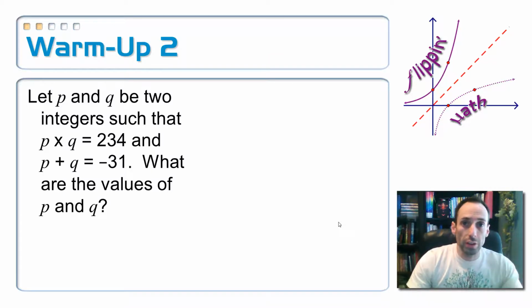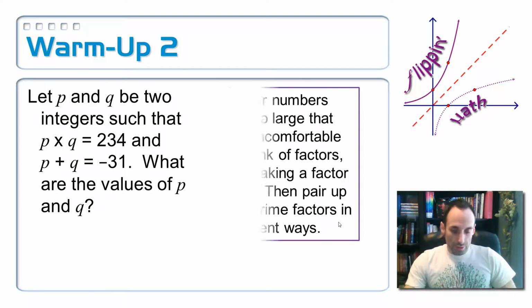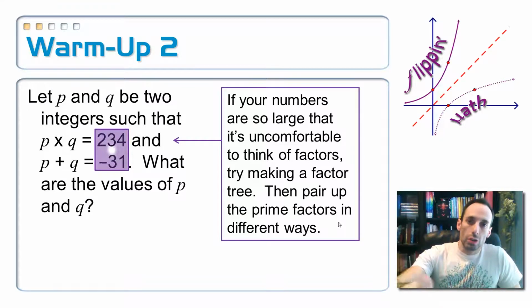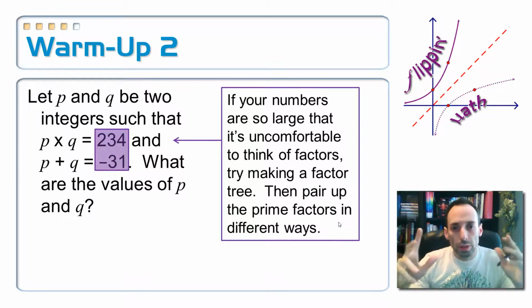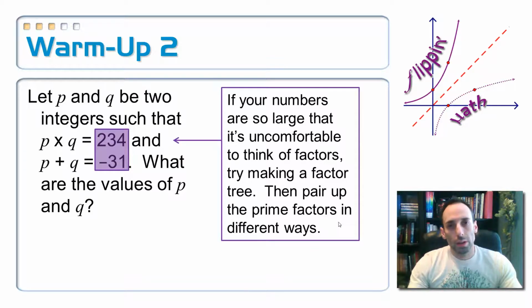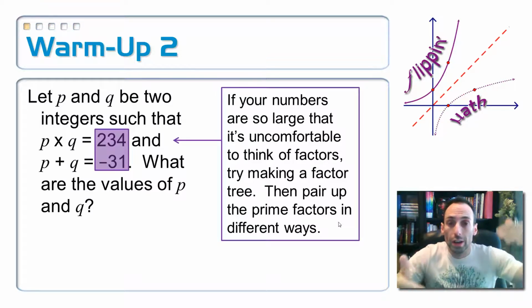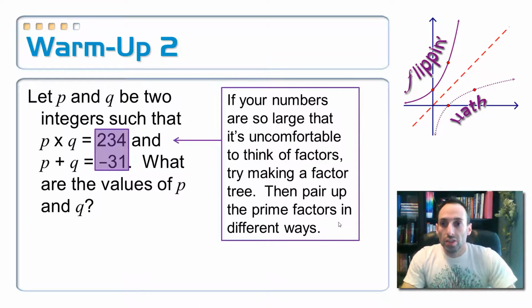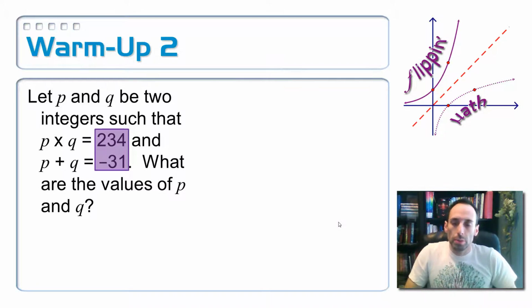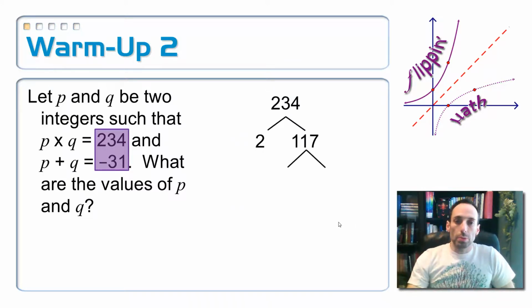Did you get stuck? Did you find some factors? Well, let me tell you this. If your numbers are pretty large, if they're too large to comfortably factor maybe in your head, then try making a factor tree, and then you can take the prime factors from your factor tree, and kind of link them together to see if you can get the sum that you need. So here's the example on this one. So I have 234. Well, I know 234 is even, so it's divisible by 2. So I divide it by 2, I get 117.